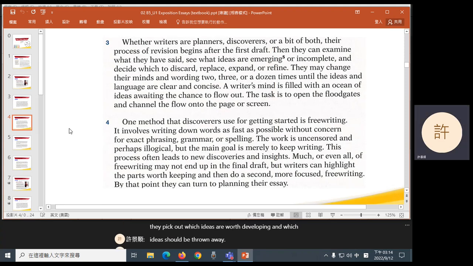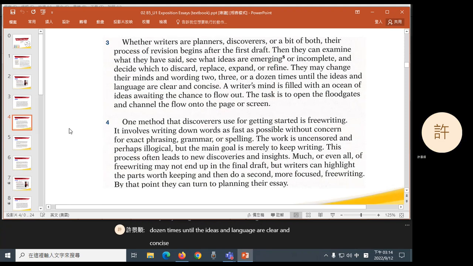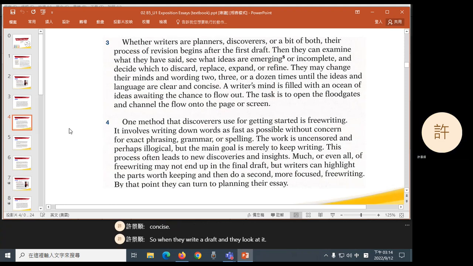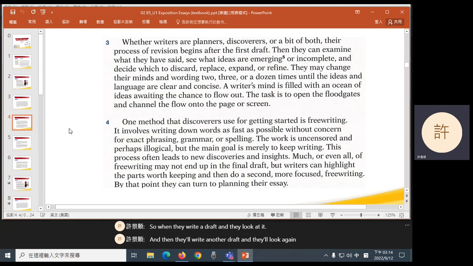They may change their minds and wording 2, 3, or 12 times until the ideas and language are clear and concise. So when they write a draft and they look at it, and then they'll write another draft and they'll look again, and then write another and look again, maybe 2 times, maybe 3 times, maybe 12 times. They keep going until they have a good draft.